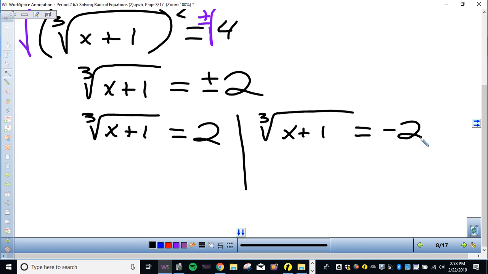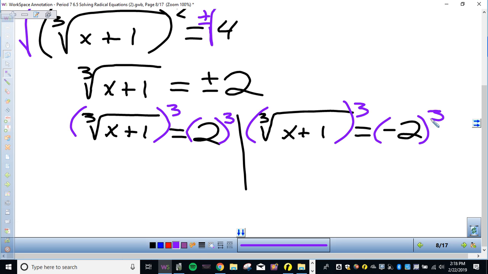So the bonus or bummer, depending how you look at it, of this kind of problem when you have these two solutions we're going to get is you have to plug them back into the original and check to see if the answers work or not. So how do I get rid of this cube root? Cube it. That's what you meant to say. Yeah. So cube both sides. So on this left equation, we end up with x plus 1 equals 8. On the right equation, we end up with x plus 1 equals negative 8.